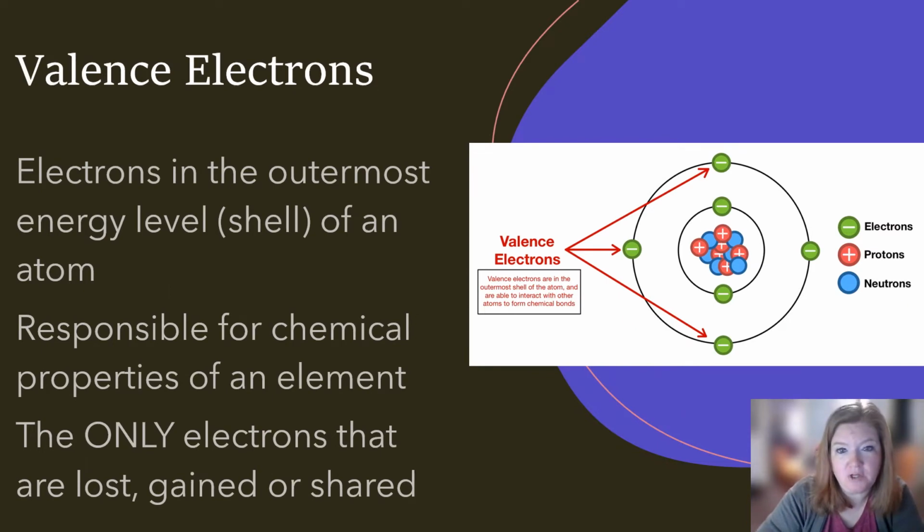Then we have valence electrons. Valence electrons are in the outermost energy level or shell of an atom. And why are valence electrons important? Well, they are responsible for the chemical properties of an element. They are the only electrons that are lost, that are gained, that are shared, that are bonded, all those things. So again, in this illustration, this is energy level number 1 with 2 electrons. This is energy level number 2 with 1, 2, 3, 4 electrons. And since there is not an energy level 3, those 4 electrons in energy level number 2 are all valence electrons.